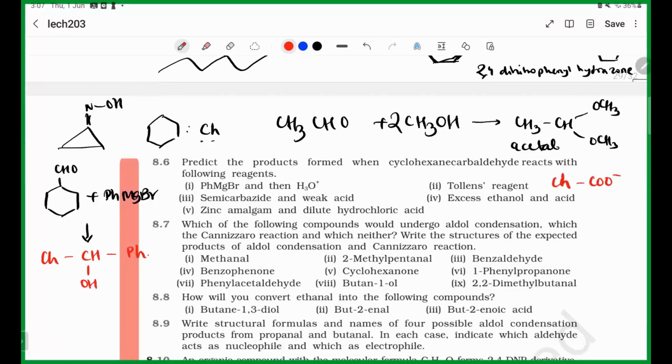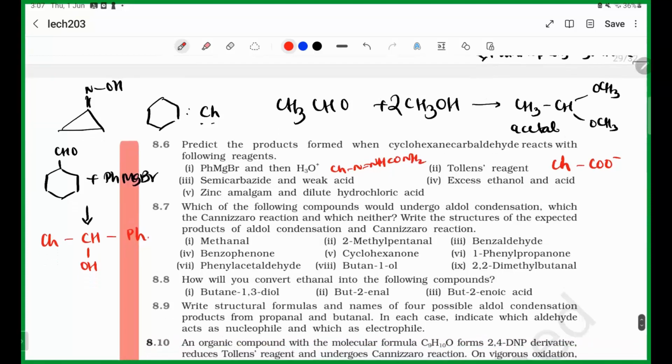With semicarbazide, it forms a semicarbazone. So it is CH=N-NH-CO-NH2. That is the semicarbazone. Then we have ethanol plus acid. Cyclohexane carbaldehyde plus two equivalents of ethanol gives you an acetal. So this is CH with two molecules of OC2H5.